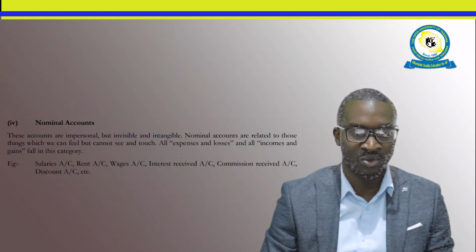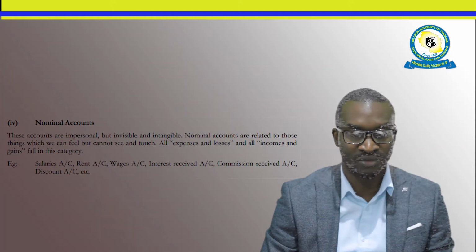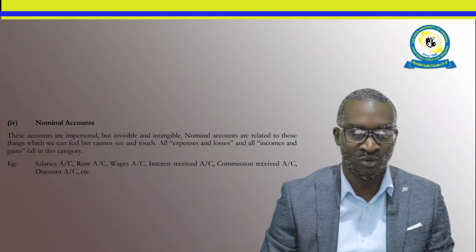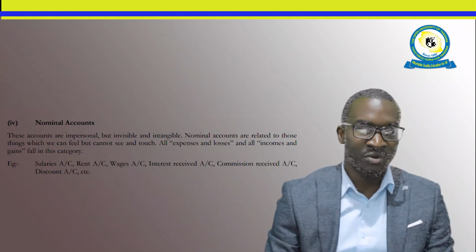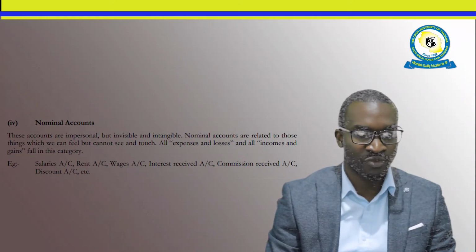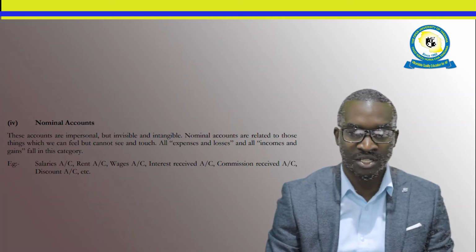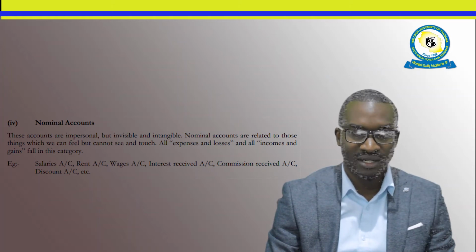Or when you have an expense, yes, you can feel that this is an expense, but you cannot touch it, or sometimes you cannot even see it. Okay. So elements that fall under income and expenses fall under the category of a nominal account. Examples of accounts that fall under the nominal accounts are salary, rent, and wages. These are the expense accounts. Now you can feel, but you cannot touch.